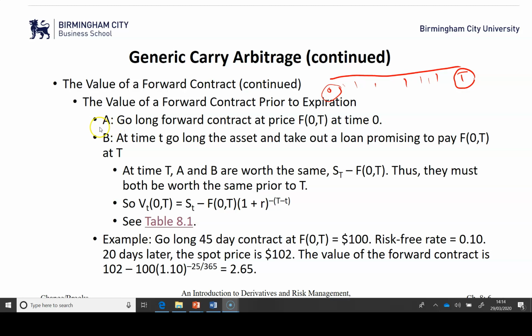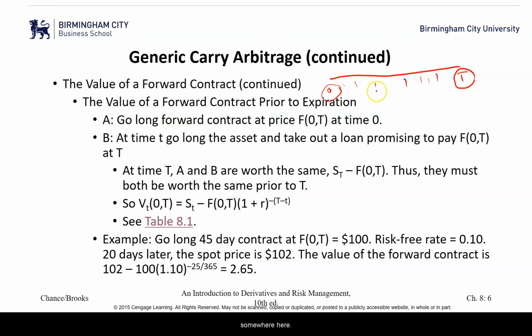So we have portfolio A here, which comprises a long position in a forward contract at the forward price at time zero. And portfolio B is a position where we have nothing at time zero, but we go long the underlying asset in the forward contract at time t somewhere here. And we also take out a loan that will promise to pay the forward price at time T. So there are two positions involved here. One is to buy the underlying asset in the forward contract at this time, and then to borrow a loan which will be paying the forward price at maturity.